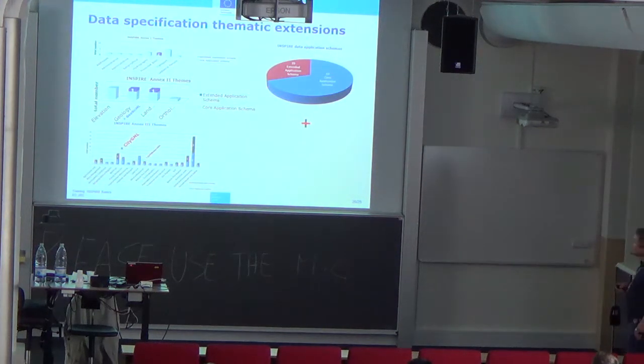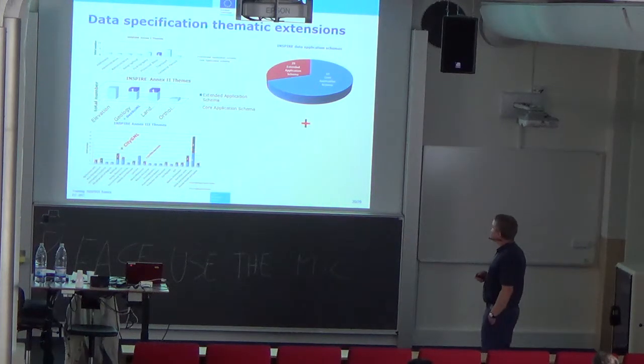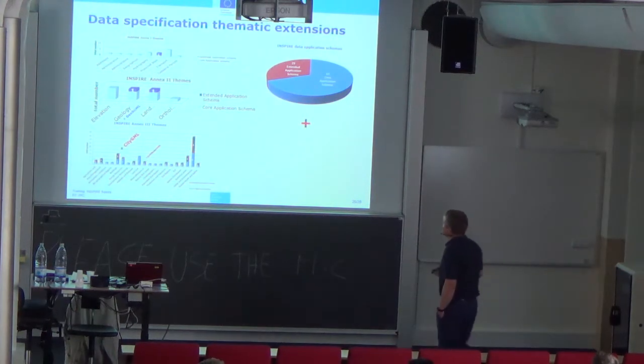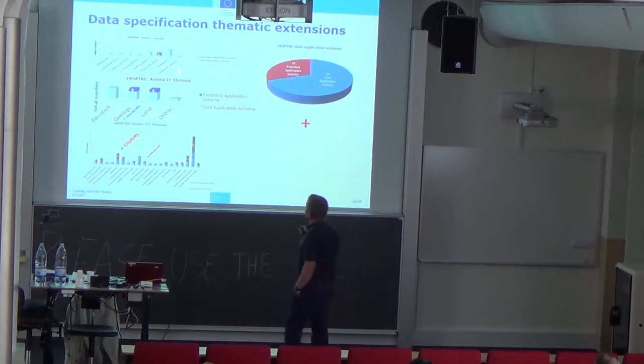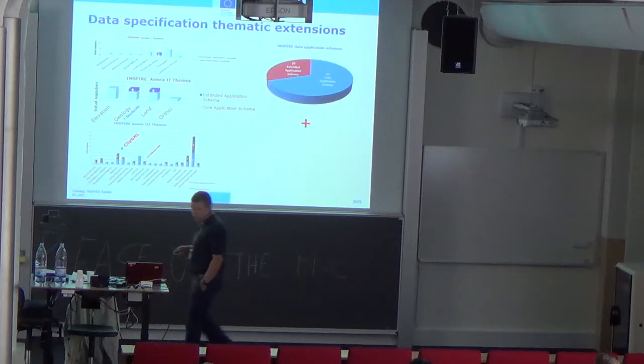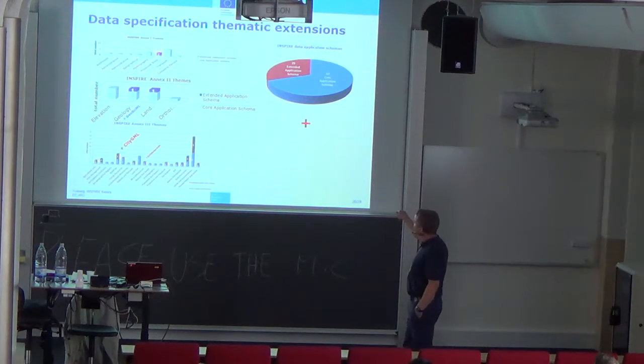Okay, a little bit of statistics coming from the data specifications. In Annex 1, more or less for each data theme, we have only one core application schema. In hydrography we have some more, and in transport networks. And there are some extended application schemas already proposed, for example, in protected sites.